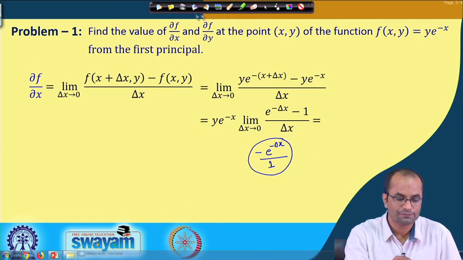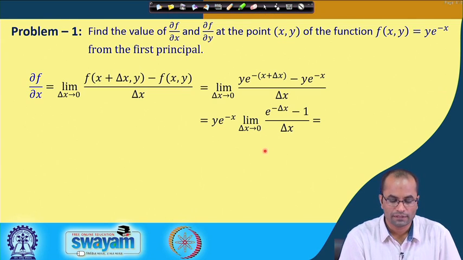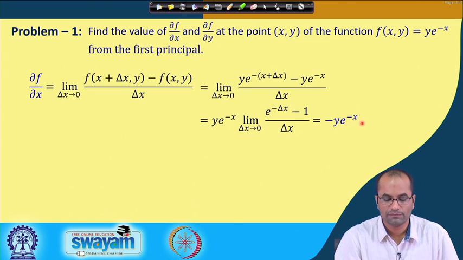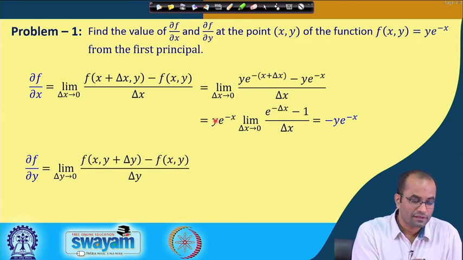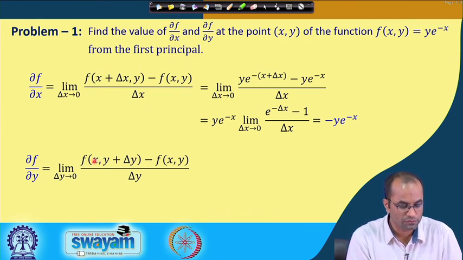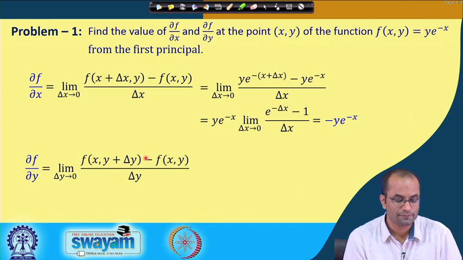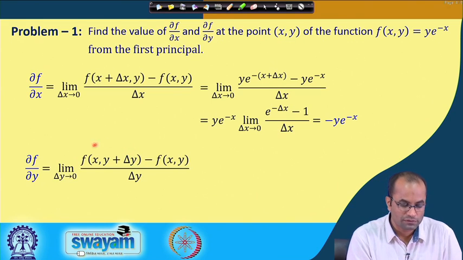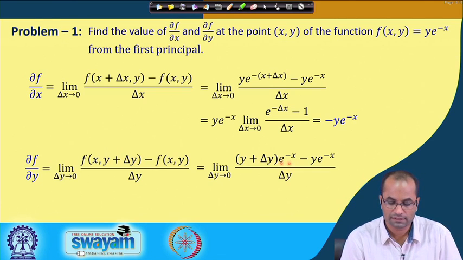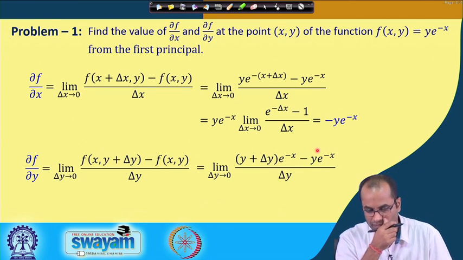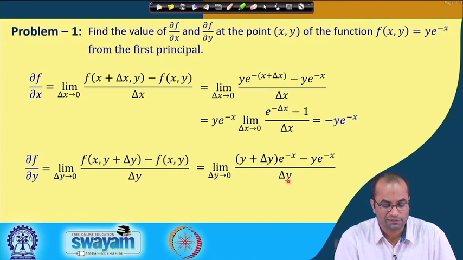So, the derivative in this case will become minus 1 times y e power minus x, so minus y e power minus x. Now, for the partial derivative with respect to y, our definition will change. x will remain as it is, and there will be an increment in y. So, f of x, y plus delta y, minus f(x, y), divided by delta y. Now, substituting this in the function, we have y plus delta y times e power minus x, minus the function y e power minus x, and divided by this delta y.